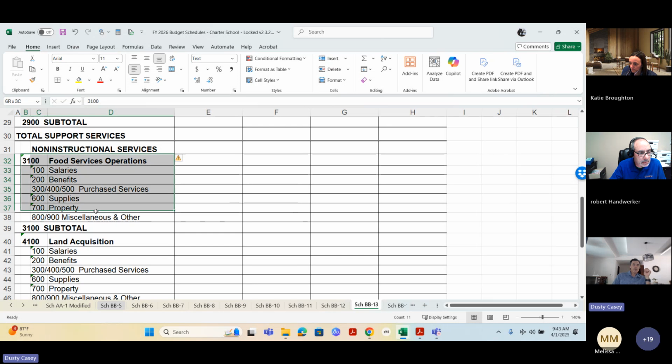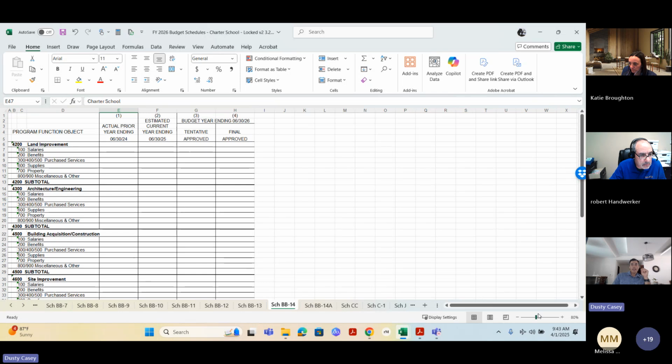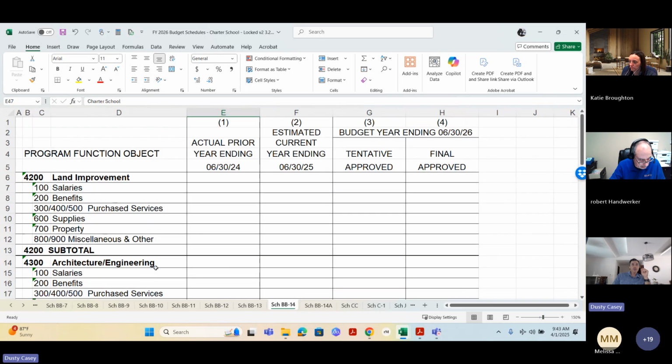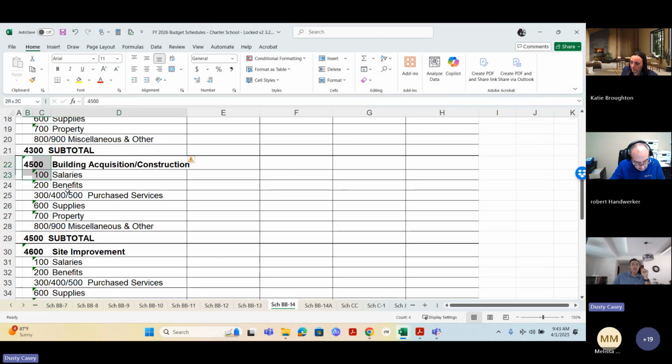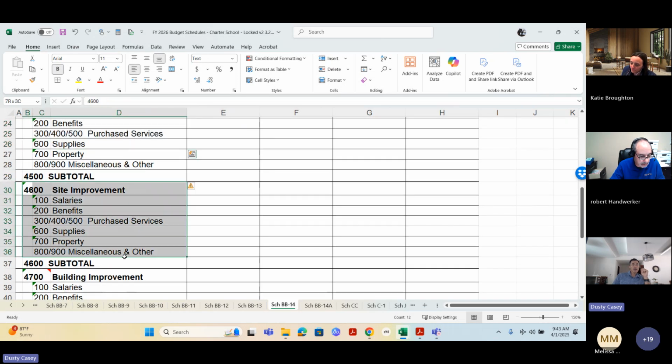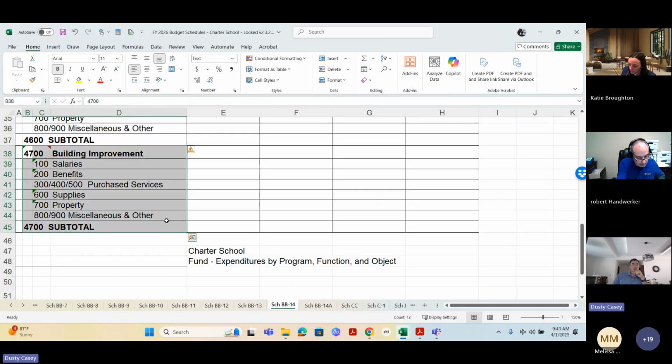If you are operating food service, that's where this goes. Even if it's in actually the enterprise funds, I think are a separate tab, so that would not go here. We'll get to that tab in a minute. Okay, if you bought land, that goes in here. And of course, if you're doing any construction projects, you're improving land, moving dirt, you're paying architects, you're remodeling buildings, you're putting in a playground, that would be site improvement, paving your parking lot, building improvement, you're doing some remodels inside, all of that gets captured down here.